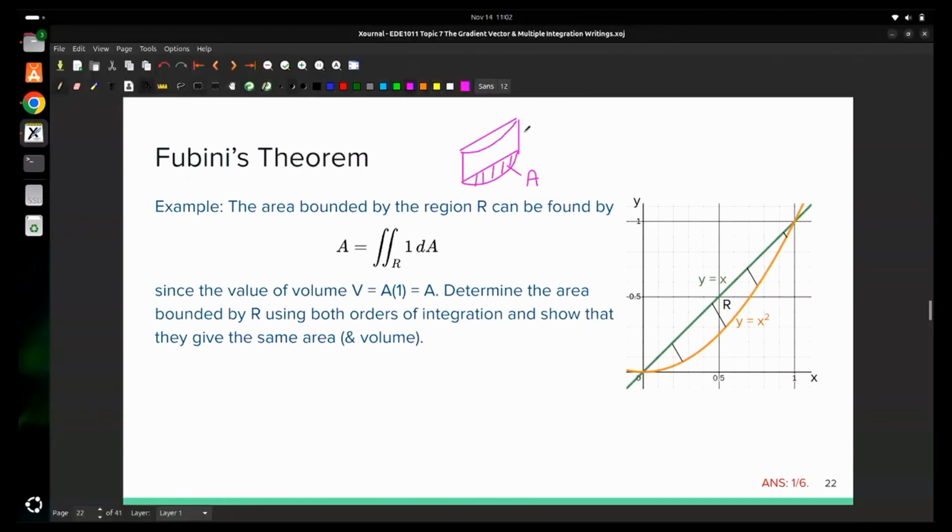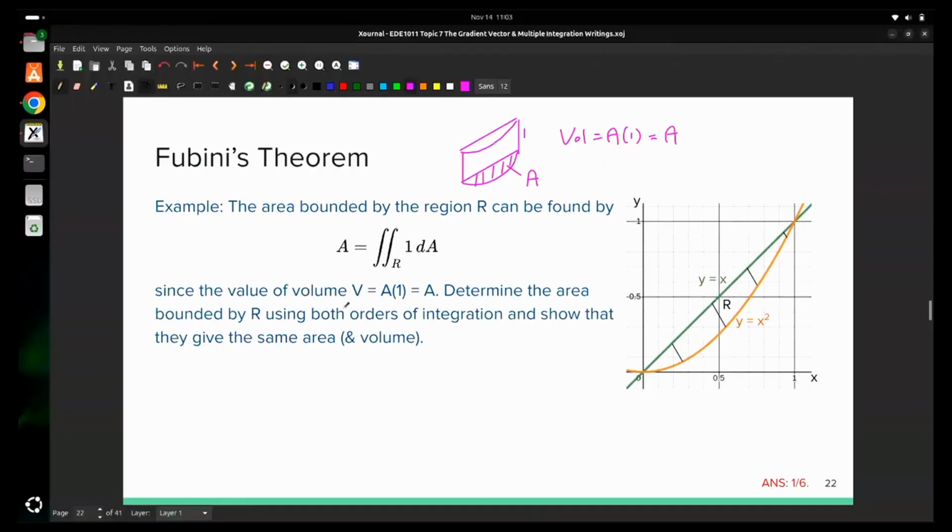Then this height is 1. So what is the volume? The volume must be area times 1, because it's the base area times height. That means this is also equivalent to the area. So the volume equals the area numerically. Therefore, if you take the double integral of 1 over the area of region R, you're just finding the total area. So this is a double integral over region R.